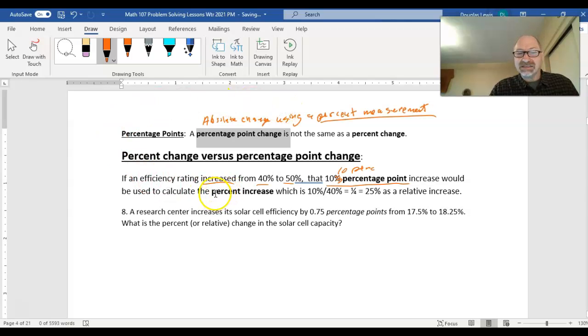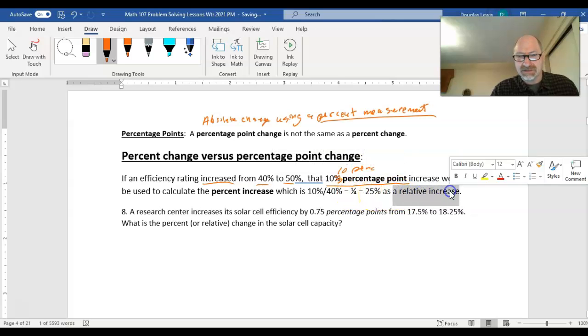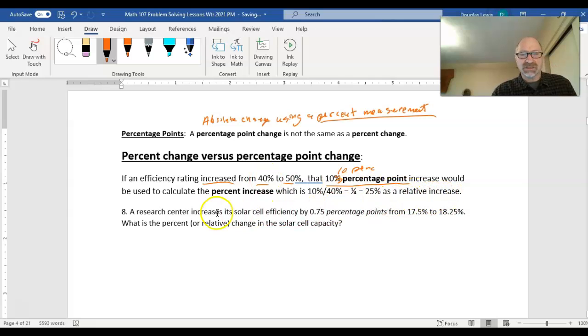Now, that's not the same as the percent increase. That would be 10% out of the base, the beginning 40%, which is 1/4 or 25% as a relative increase. Okay? So this would be just a 10 percentage point change, but 10 percentage points out of 40 is 25%, which would be a relative increase. So let's look at this. It says a research center increased its solar cell efficiency by 0.75 percentage points.